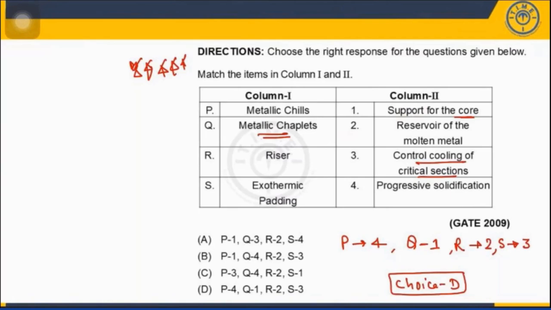One more trick I want to give you for whenever a question related to match the column comes. What you will do is try to find out which option you know. No need to read all those parts. Why I'm telling you this: if you see all these 4 options, and you know what metallic chills are, which produce progressive solidification, leave it. Suppose you know what a metallic chaplet is. Chaplet is used to support the core. That means Q relates to the first. You can check that only one option is there. This will help you in solving the question. So whichever options you know, just try to match those parts, and the remaining you can easily eliminate by seeing the options. So the correct answer for this question is choice D only.